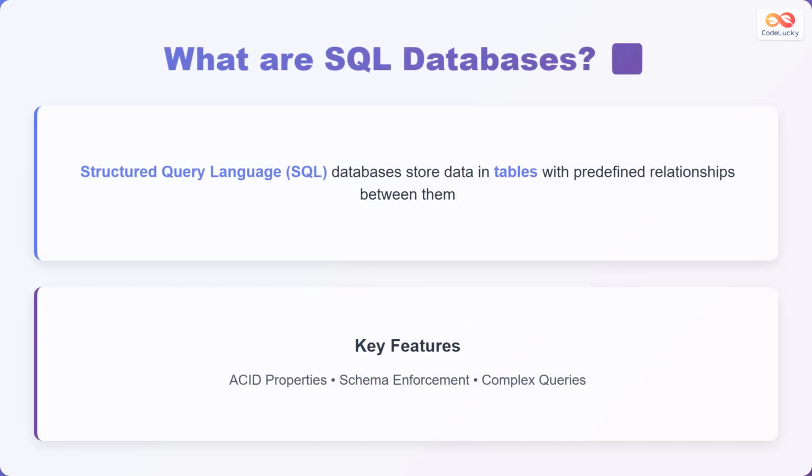Structured query language databases store data in tables with predefined relationships between them. These databases are characterized by important features. They follow ACID properties, which ensures reliability. They also enforce schema, providing a structured framework for data. And they support complex queries, enabling powerful data retrieval and manipulation.